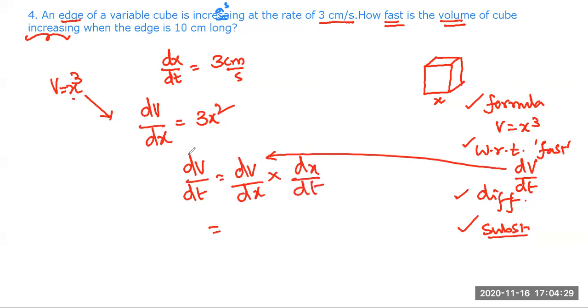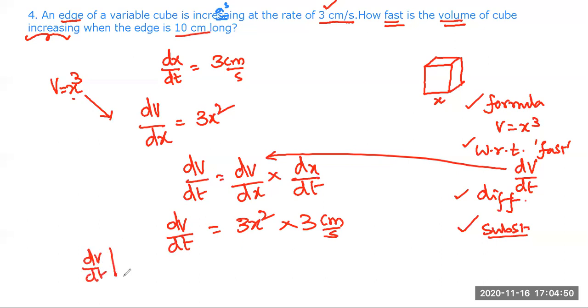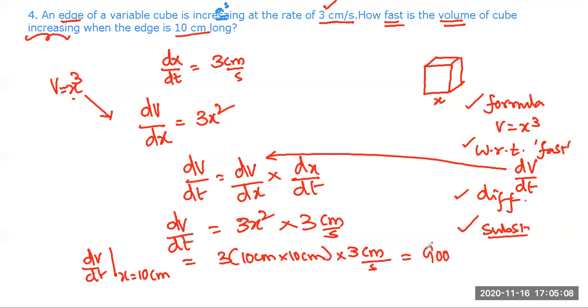So substitute those things. dV by dx equals 3x squared, multiplied by dx by dt, which is 3 centimeters per second. So this is dV by dt. We used this already, 3 centimeters. We have to use this. Therefore, dV by dt at x equal to 10 centimeters is 3 times 10 centimeters times 10 centimeters, multiplied by 3 centimeters per second. So 100 multiplied by 9 is 900 cm cube per second.